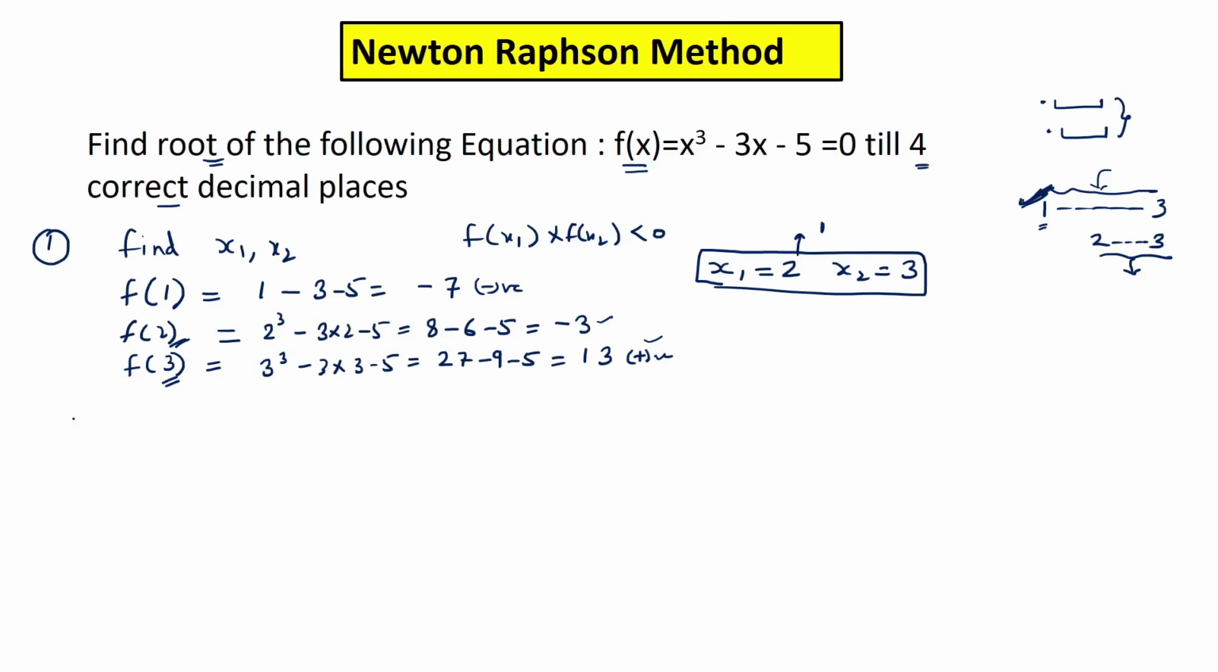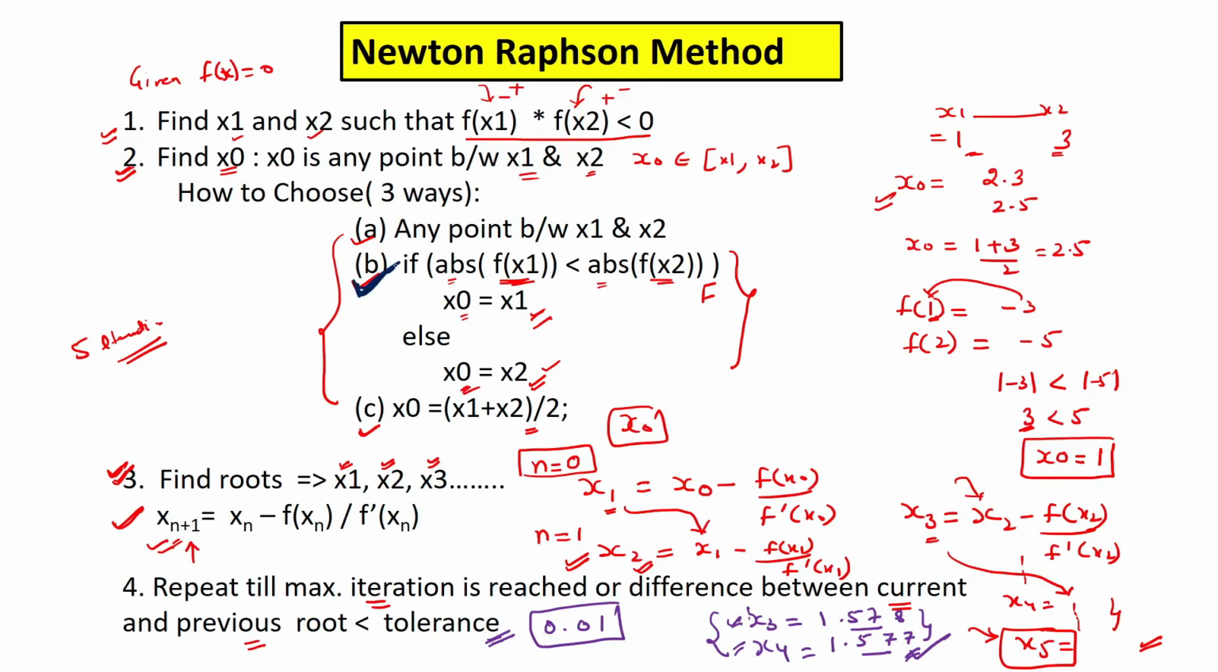Now the second step is we have to find the value of x0. We can take any value between 2 and 3 for x0, but we will use this step to find the value of x0, and we will use the same thing in our program also. So it says that you have to compare the absolute values of these functions, and whichever is lesser, we initialize x0 using the corresponding x1 or x2.